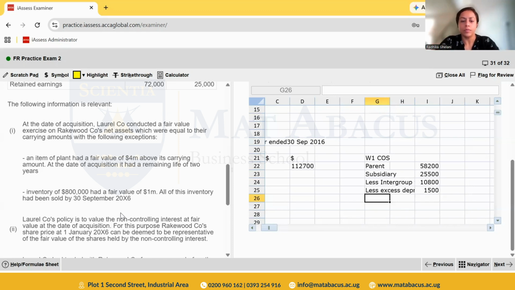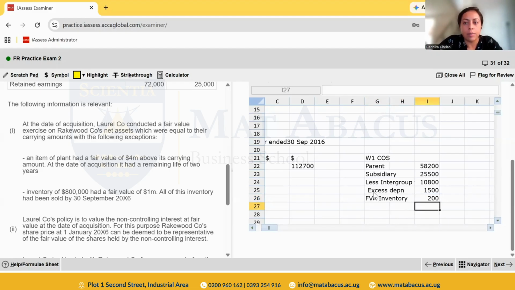Okay. So, sorry, this is not a less for excess depreciation. This is supposed to be an add. The depreciation increases cost of sales. Then fair value adjustment for inventory. Add the difference, 800 and 1 million, that's 200,000.